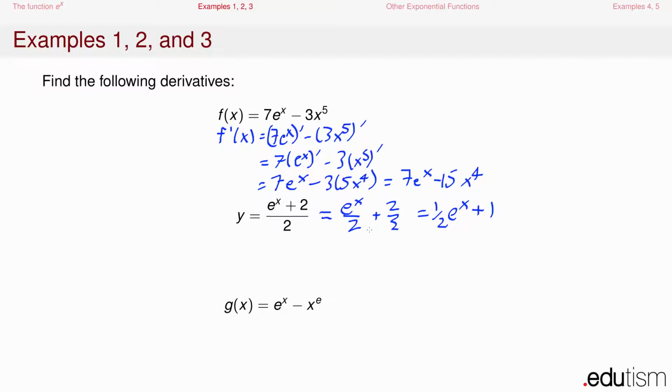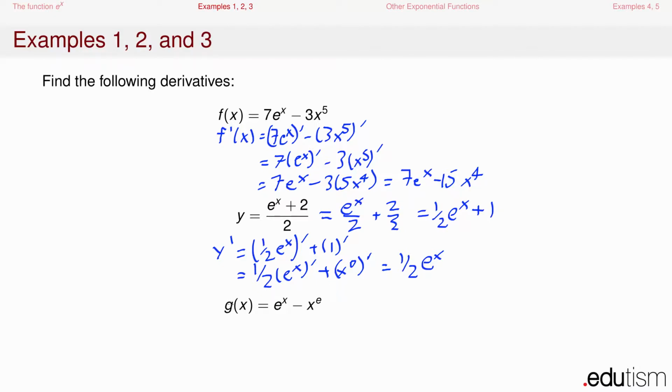So now that the function's rewritten, I can take the derivative using the sum and constant multiple rules. So first, the sum rule says I can take the derivative of 1/2 e^x and 1 separately. To take the derivative of 1/2 e^x, I first use the constant multiple rule to write the 1/2 in front, and then I take the derivative of e^x. 1 I'm going to think of as x^0 when I'm taking the derivative. The derivative of e^x is just e^x, so the derivative of the first thing is just 1/2 e^x. The derivative of x^0 is 0. So 1/2 e^x plus 0 is just 1/2 e^x.